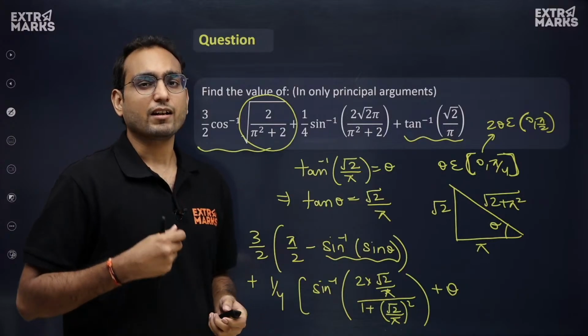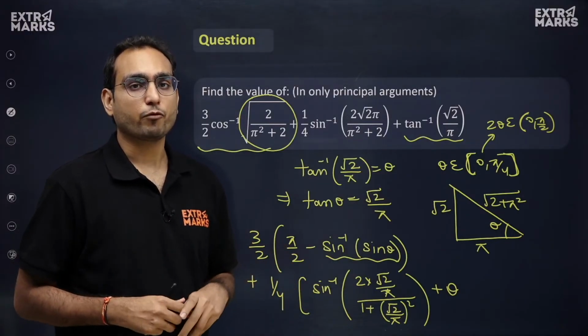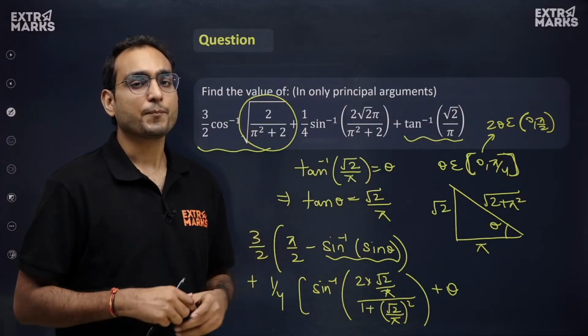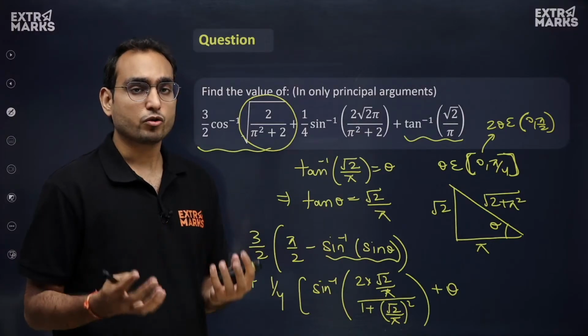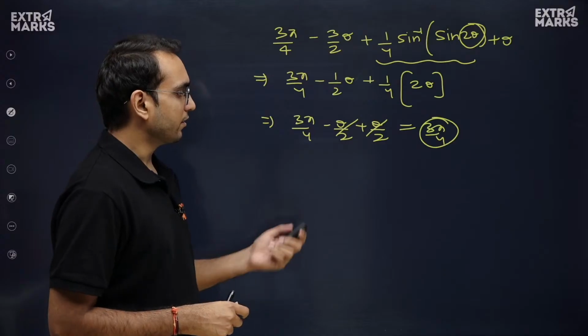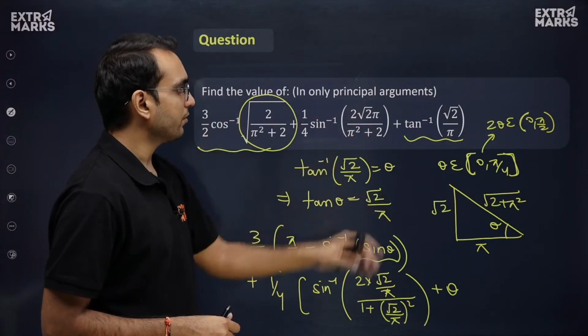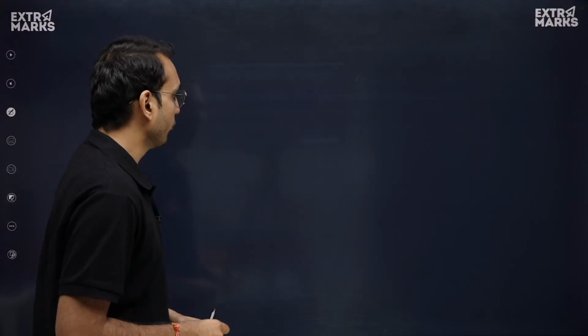So yes, and if you practice, actually this all comes by practice. If you practice more and more, then you will get the feel that how one expression on one question can be reduced to 5 to 6 steps, right? So yes, the answer is 3 pi by 4. So the value of this is basically 3 pi by 4, right? So okay, now let's move to the next question.